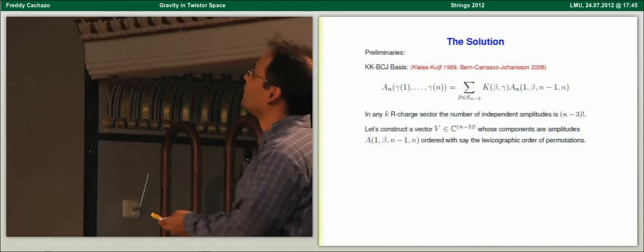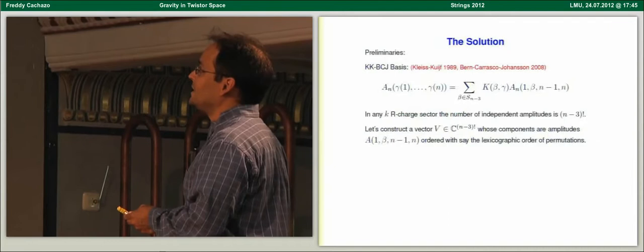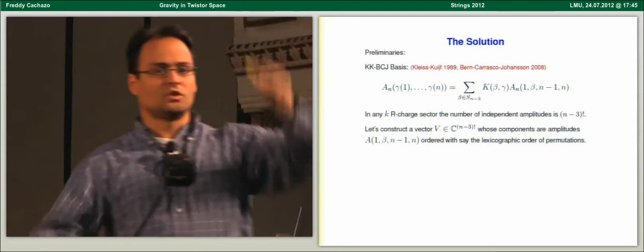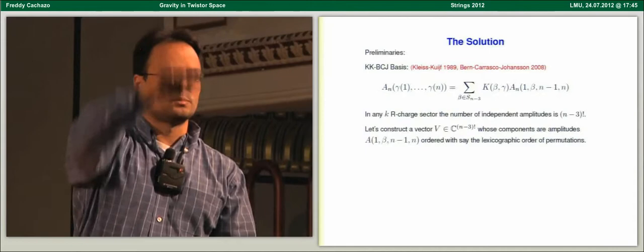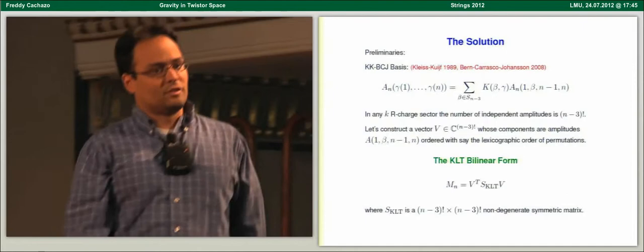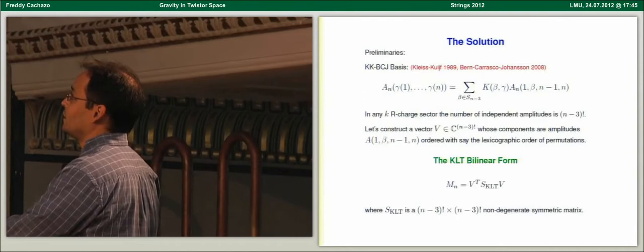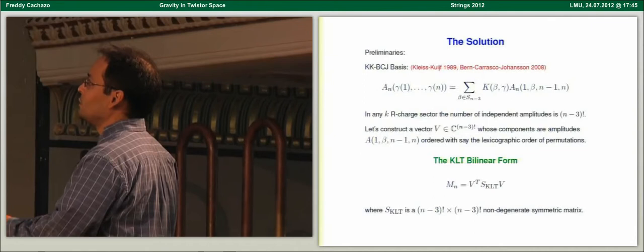So let's construct a vector that lives in C^((n-3)!), whose components are amplitudes, ordered in some way. You can choose a lexicographic way of ordering permutations. So this is a huge vector, and in each component, you're putting one amplitude, labeled by the corresponding permutation. That will allow us to define what I would like to call the KLT bilinear form. In other words, this means that gravity amplitudes are nothing but the inner product of two such vectors in gauge theory using a bilinear form. This bilinear form is an (n-3)! times (n-3)! non-degenerate symmetric matrix.